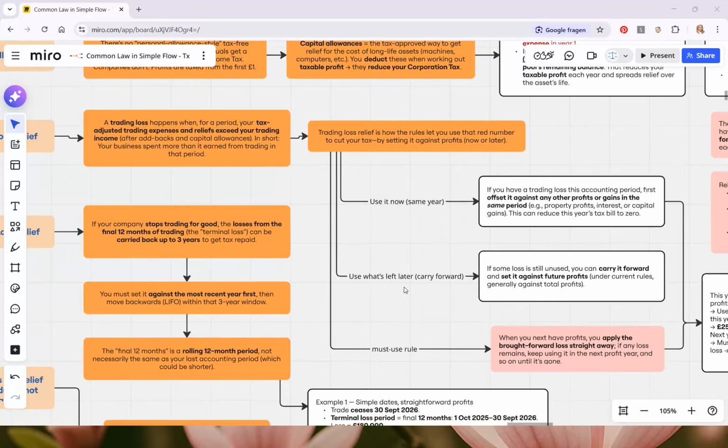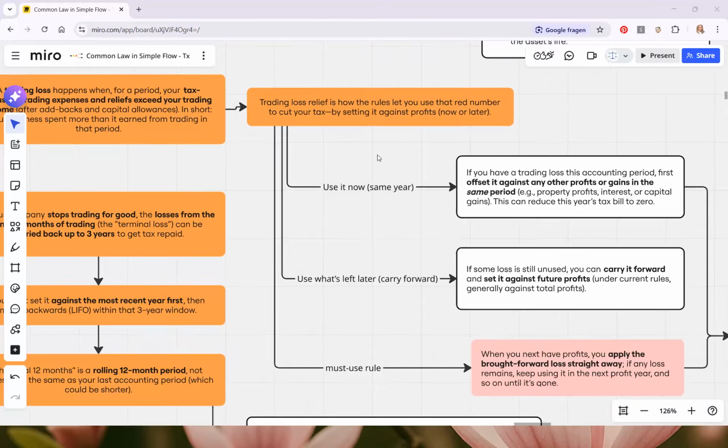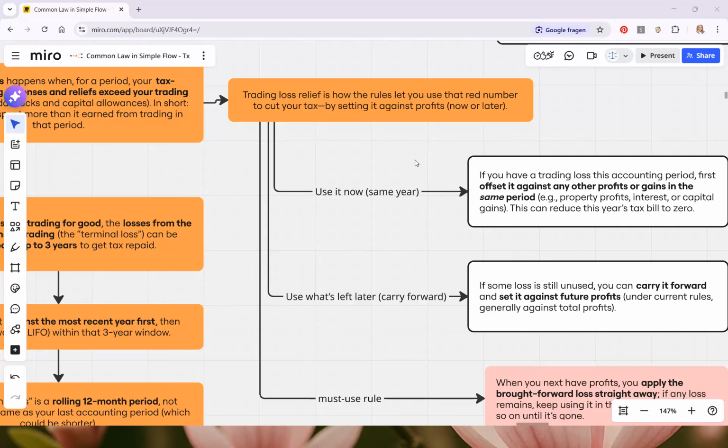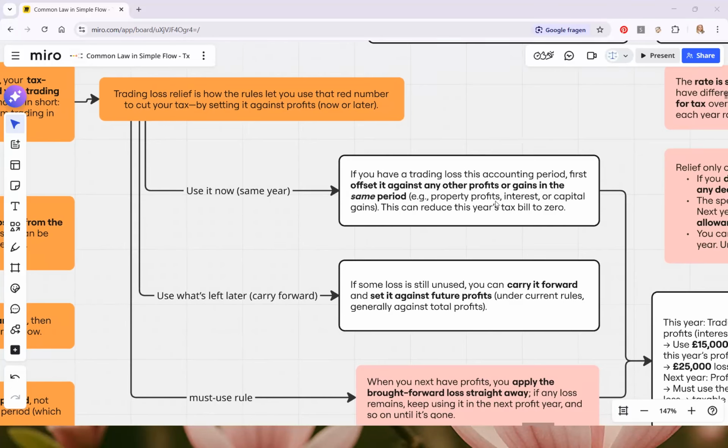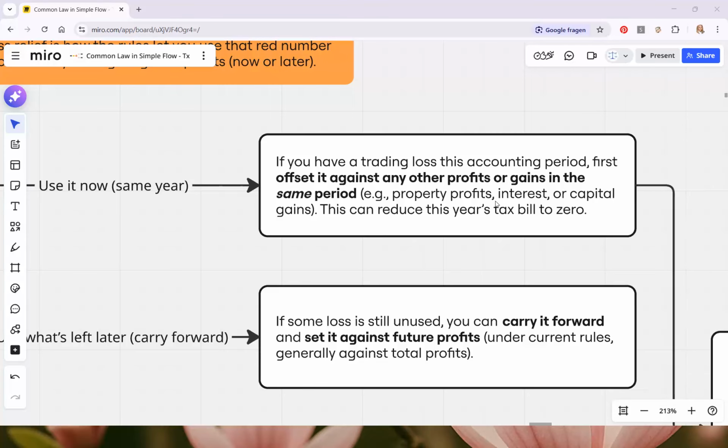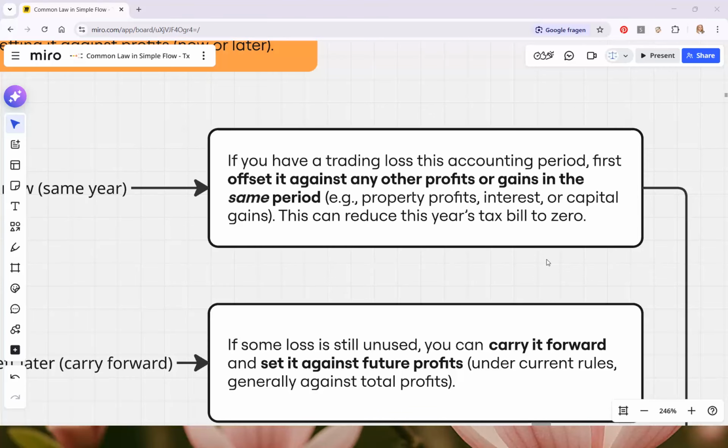As we said here, the trading loss relief is how the rules let you use that red number to cut your tax by setting it against profit now or later. When you want to use it now, in the same year, if you have a trading loss this accounting period, first offset it against any other profits or gains in the same period. So property profits, interests, or capital gains. This can reduce this year's tax bill to zero.